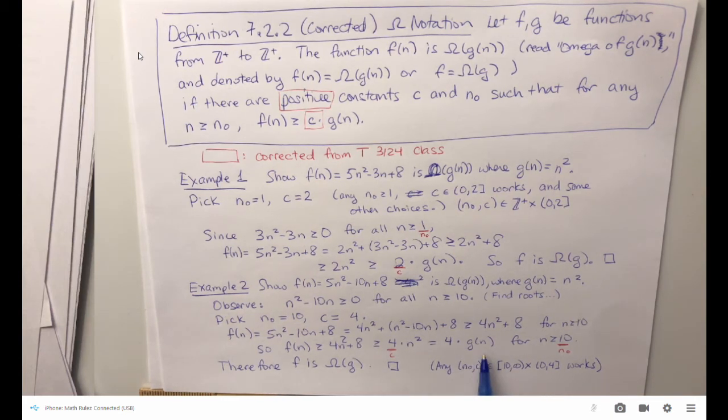So this whole inequality holds, that is, in summary, f(n) is at least 4 times g(n) for all n at least 10, the value of n₀. Therefore, by definition, f is omega of g.